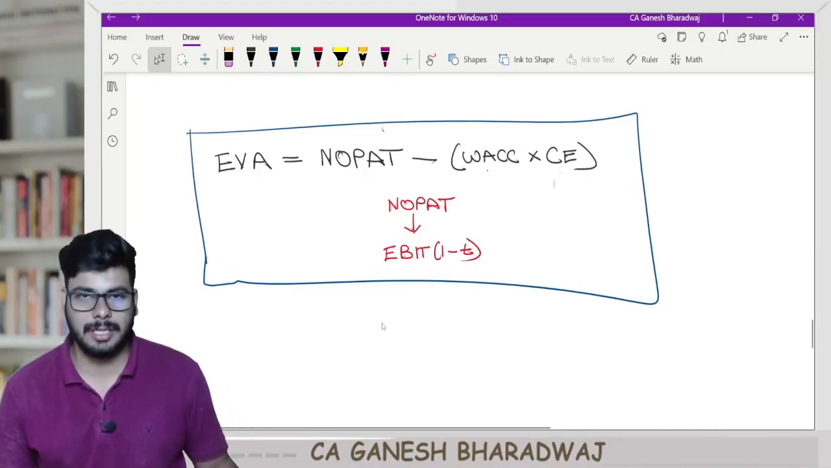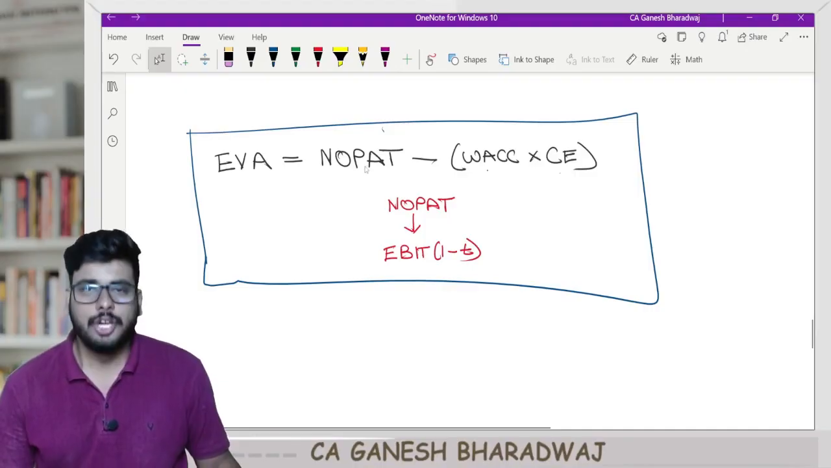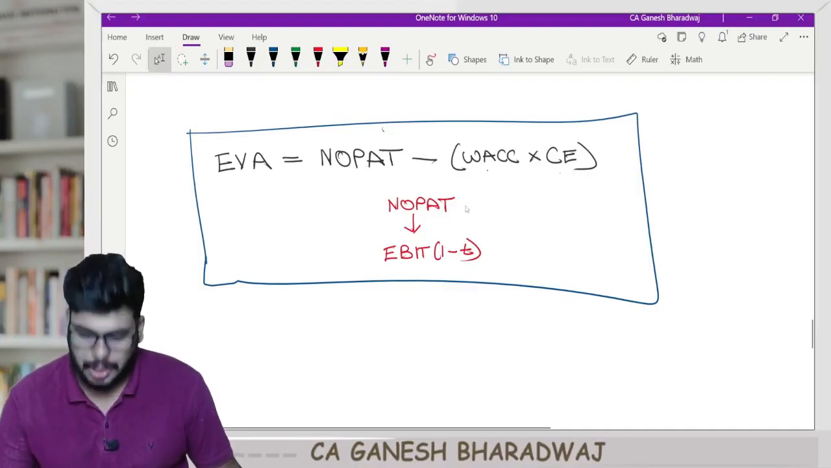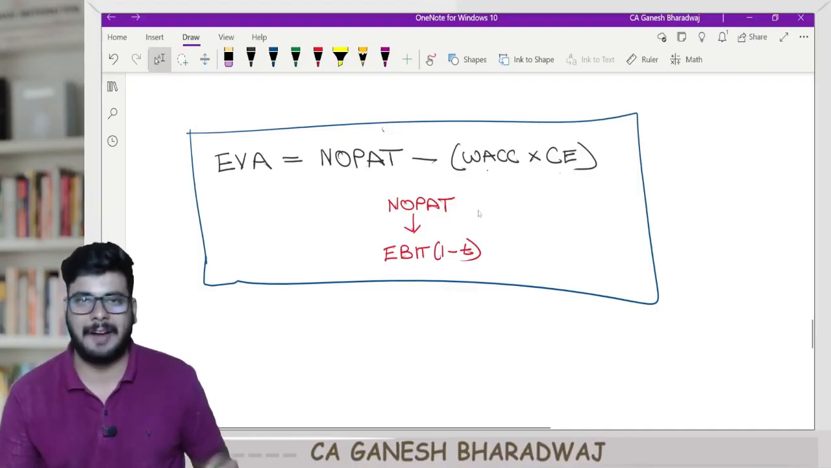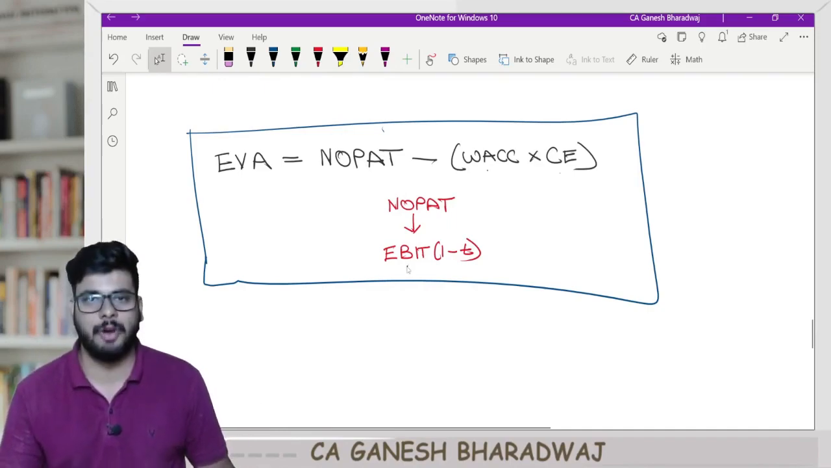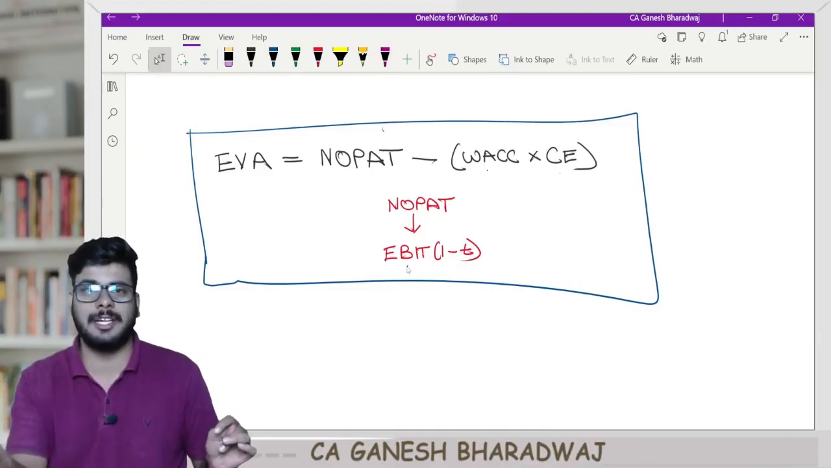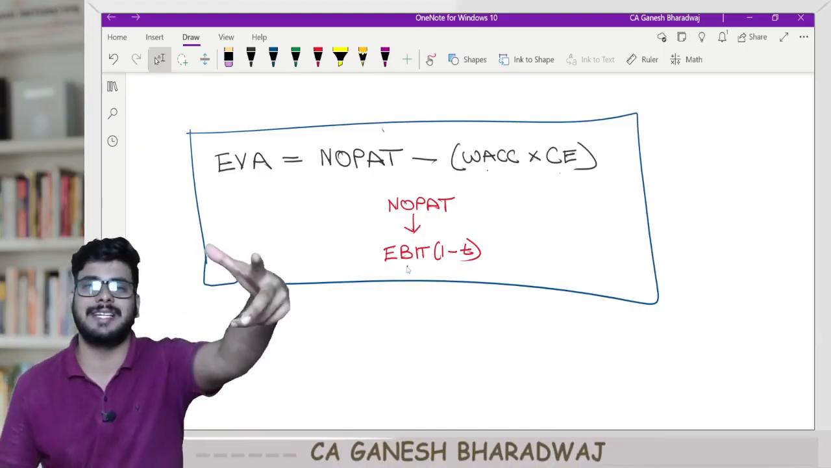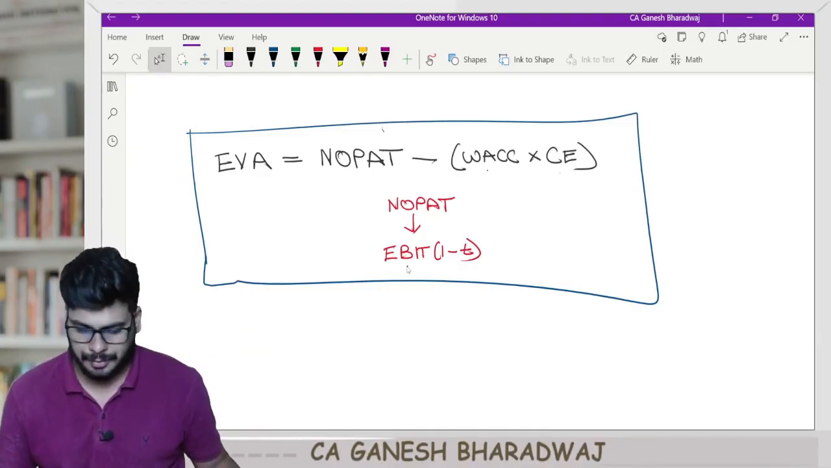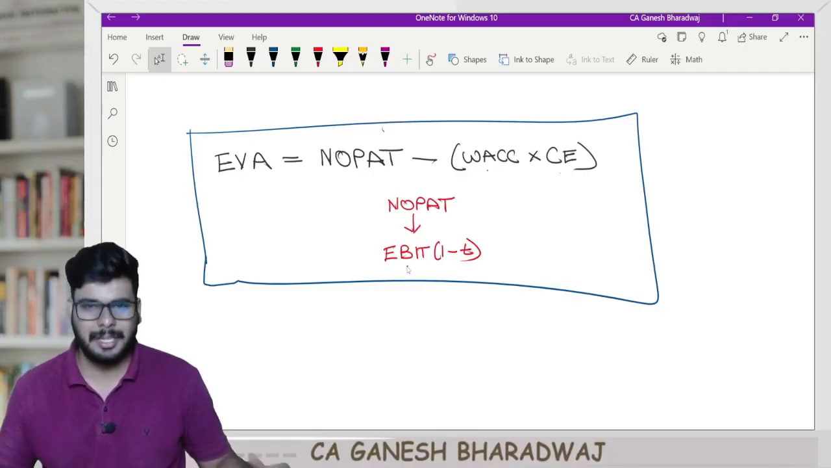Sir, what is this? NOPAT means what? Net operating profit after tax, or in other words, operating profit is what? EBIT, right? Into 1 minus T. The after tax operating profit is called net operating profit. Clear with this, guys? Sir, what are we trying to calculate here?